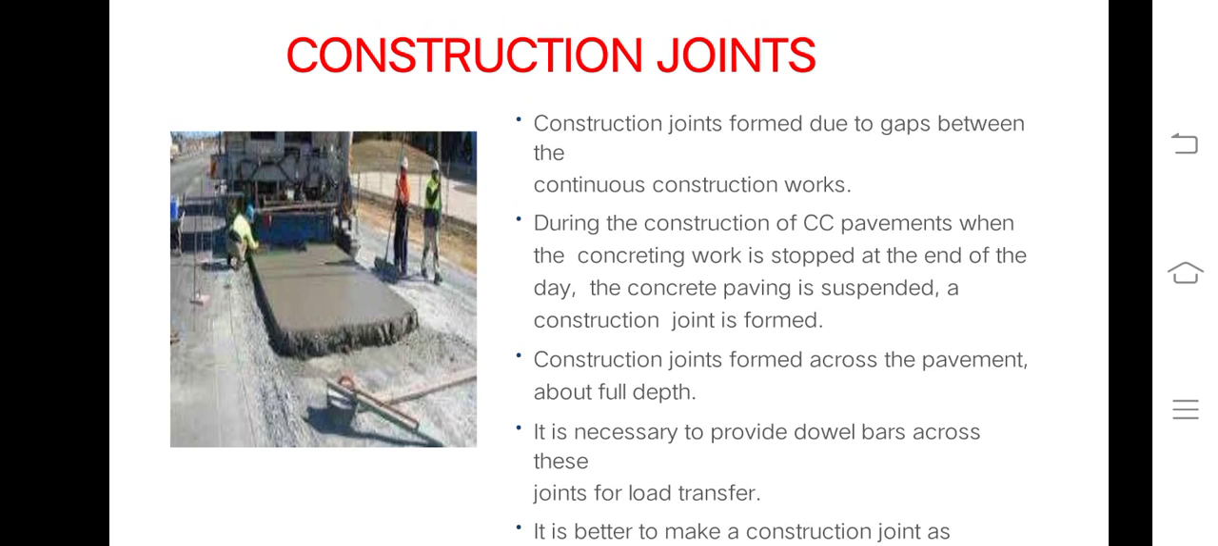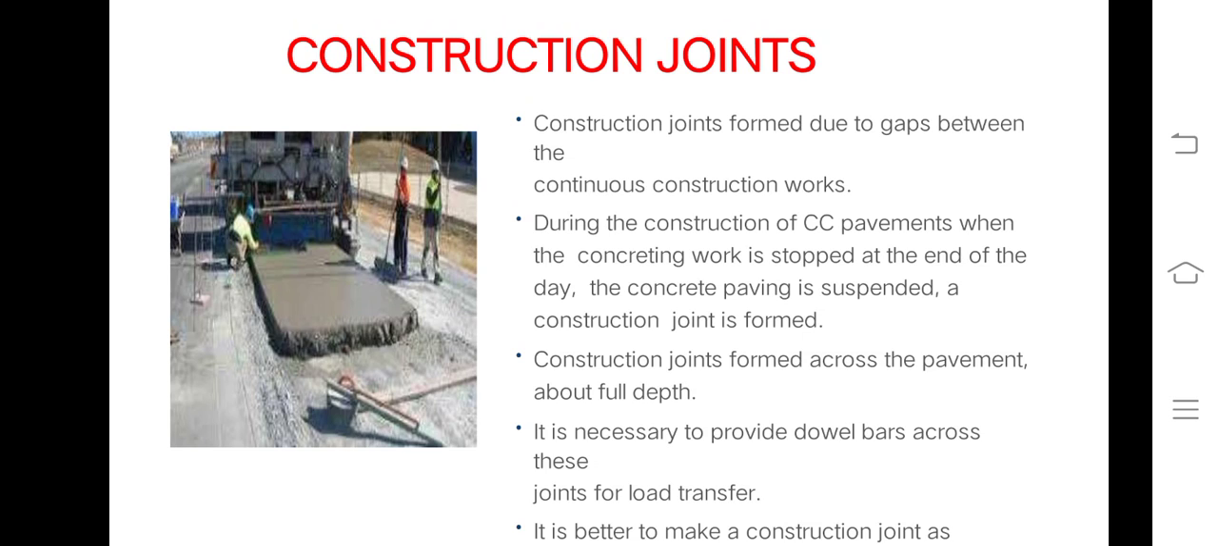Next is the construction joint. Construction joints are formed due to the gaps between the continuous construction process. The transverse joint constructed when the construction work of a road slab is to be ended at a place where other specified joint is not possible, due to any reason, is called a construction joint. Means from the next day you can start from that particular area.